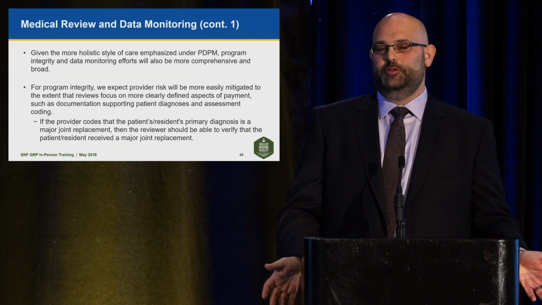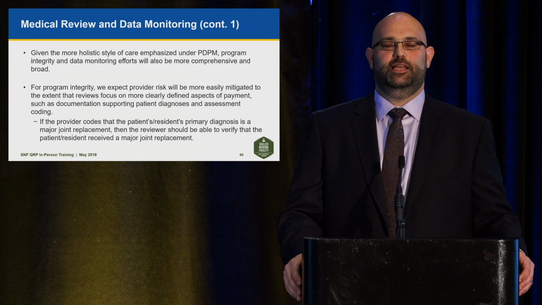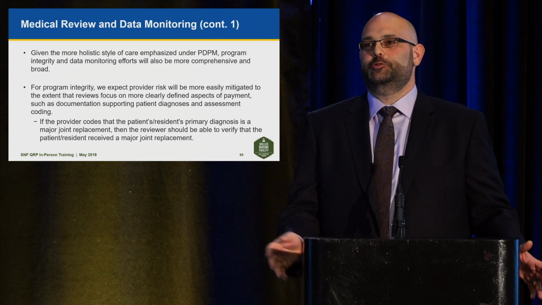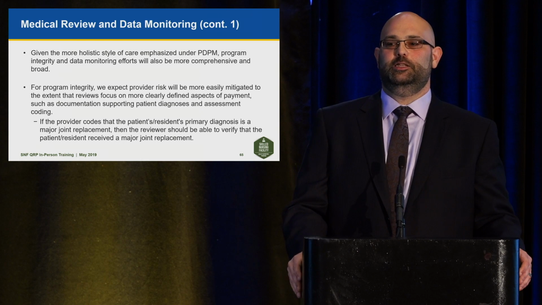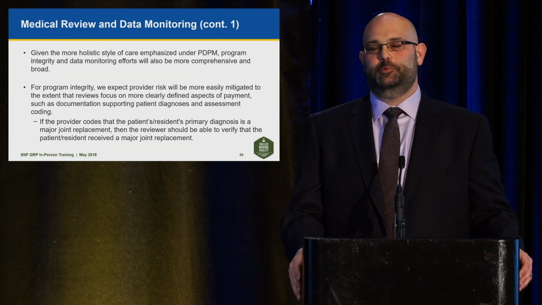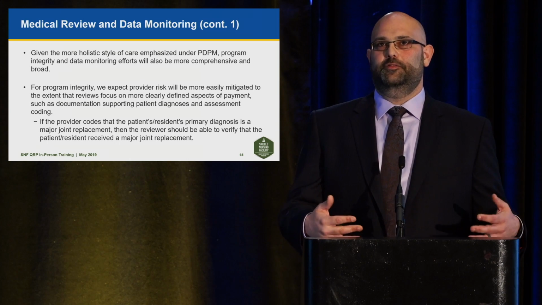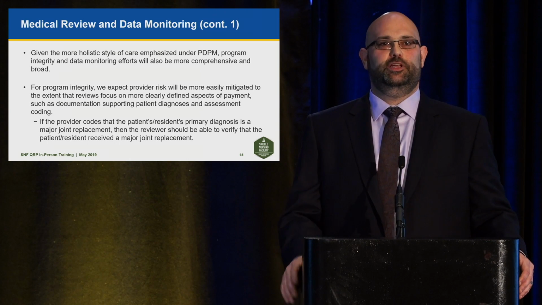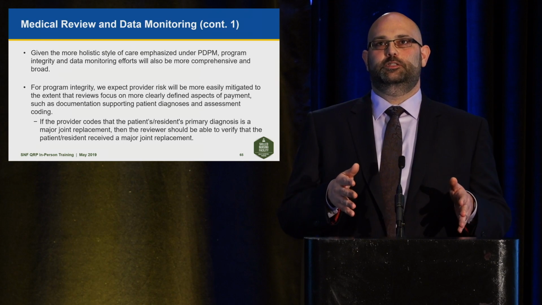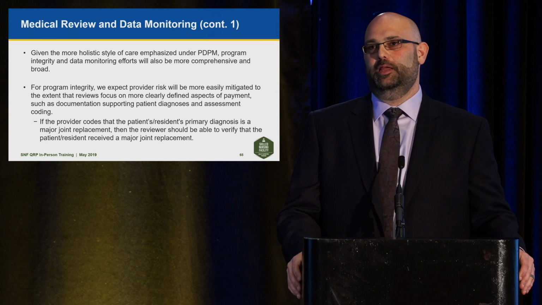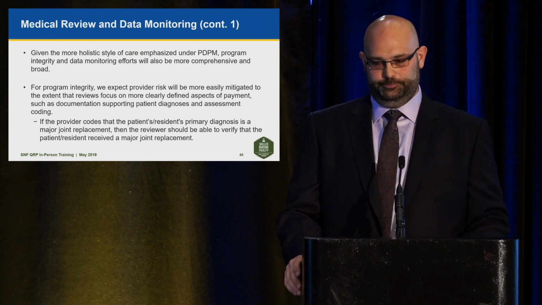If you code major joint replacement and get them into that clinical category, I should be able to find major joint replacement in their medical record. That's a pretty easy one. If they had a hip replacement in the hospital, you code it, and that's why they're coded into a hip replacement under the SNF. If you're checking off diabetes on the assessment, I should be able to find it in the medical record. It's a much more specific thing that the reviewers are looking for, and it makes it much easier for you and you don't have to worry so much about things like therapy minutes.